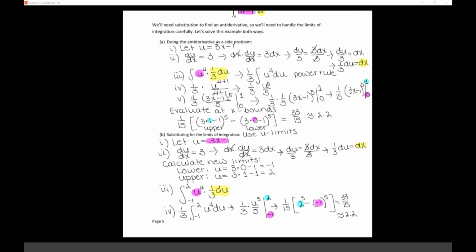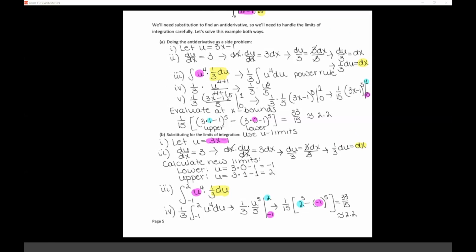A or B? Which method do you prefer, A or B? Okay, Richard likes B. Anybody else have a preference? I think B is faster.